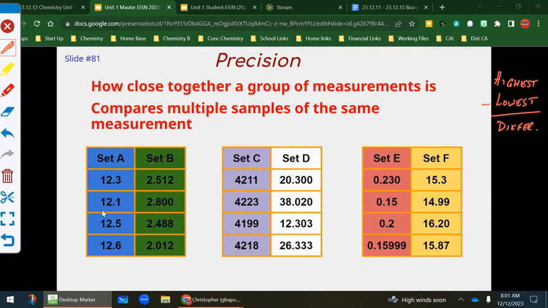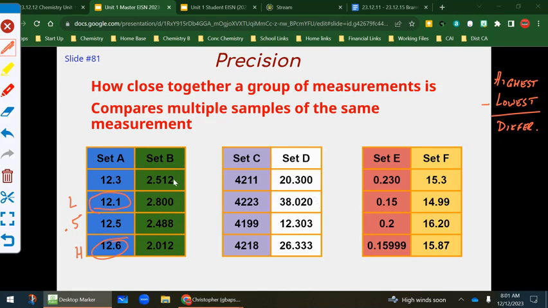Okay? So in set A, which number is the biggest number of all of them? 12.6. This is the highest. Which number is the lowest? Okay. So what is the difference between 12.6 and 12.1? 0.5. That's how close these are together. Now let's go to set number B.